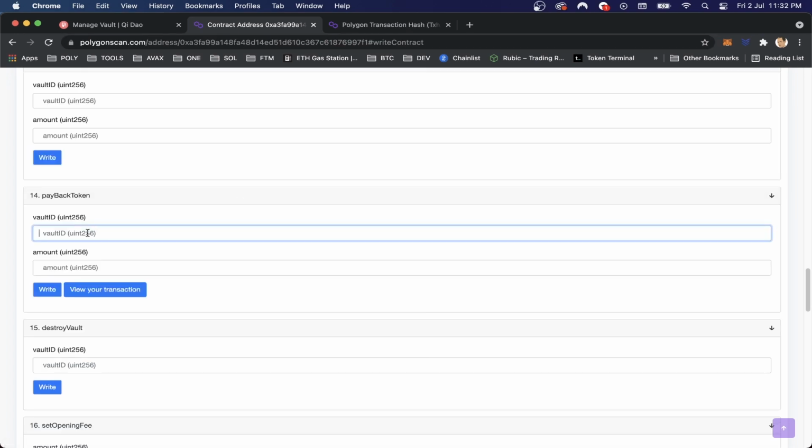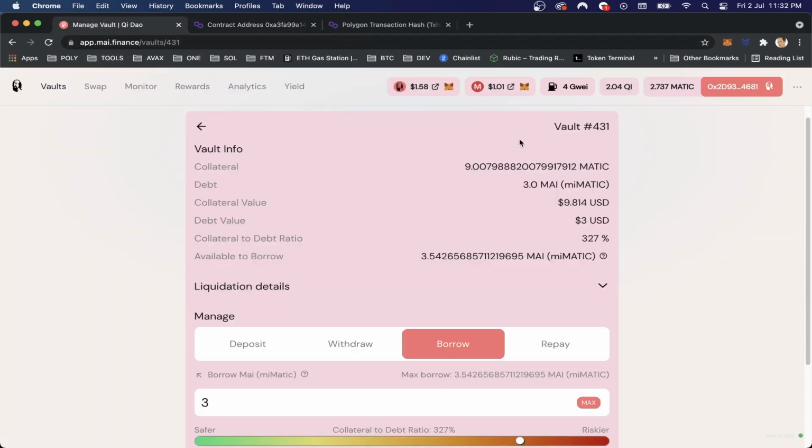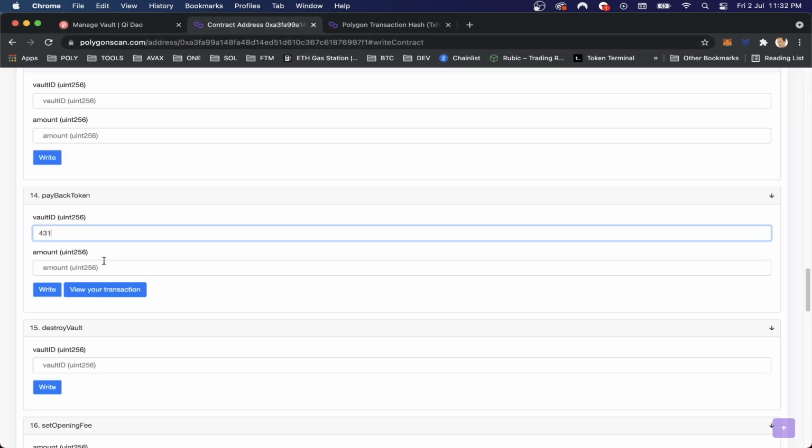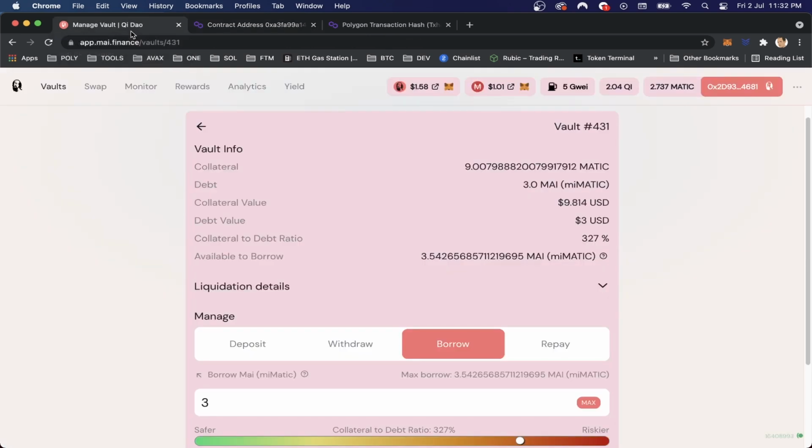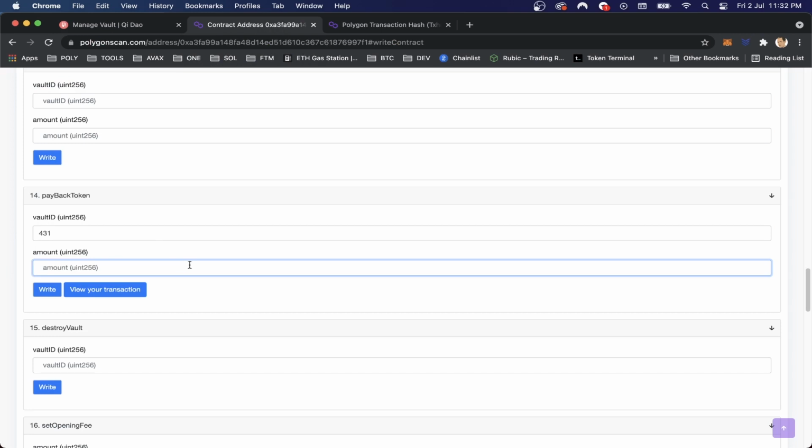Okay, so the first thing we need to do is input our vault ID, which we can see here is vault 431. We may want to make a record of this number just in case we have to do this. So we input 431. And in here we need to put in the amount. So here I have a debt value of $3 of 3 Mai. So how this works is usually it needs to be 20 characters in total.